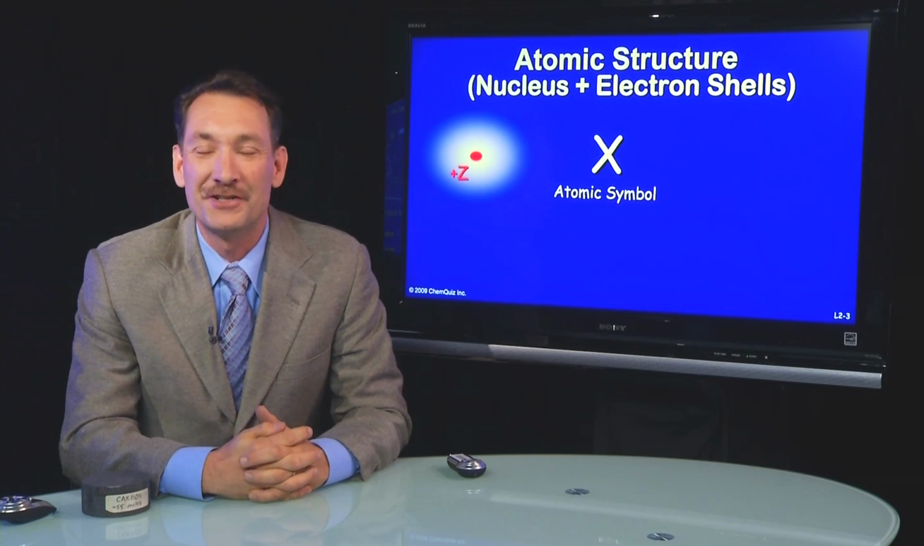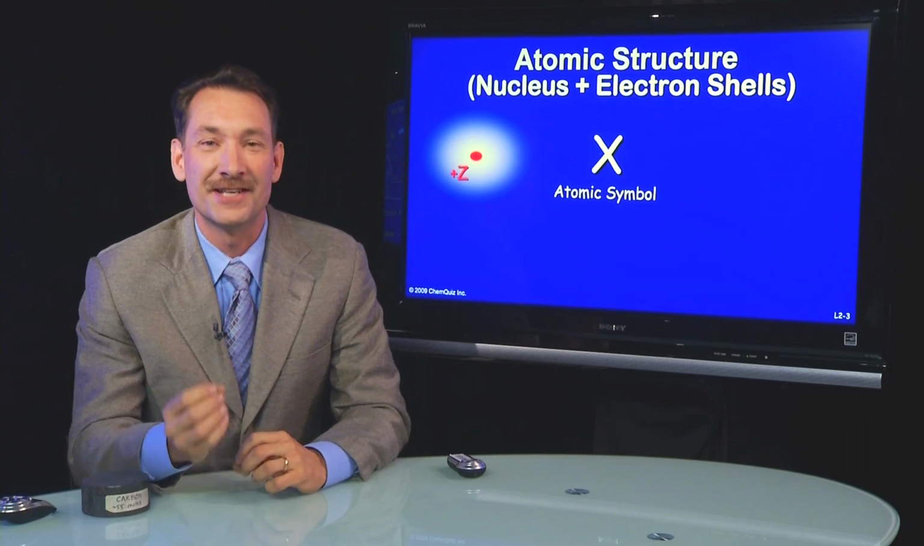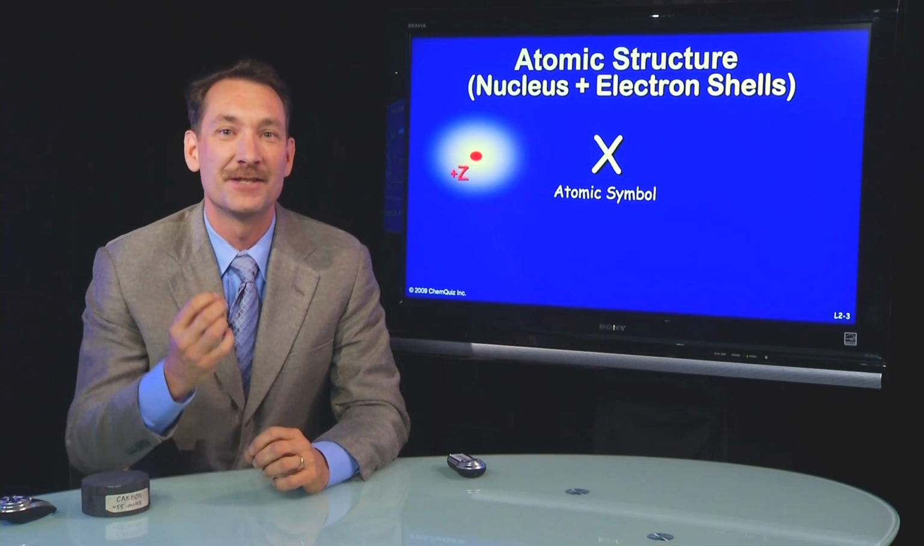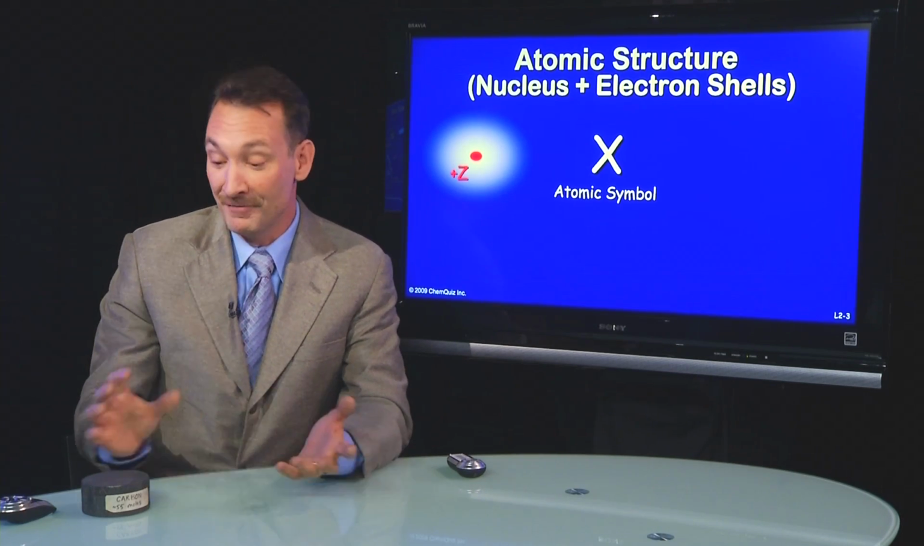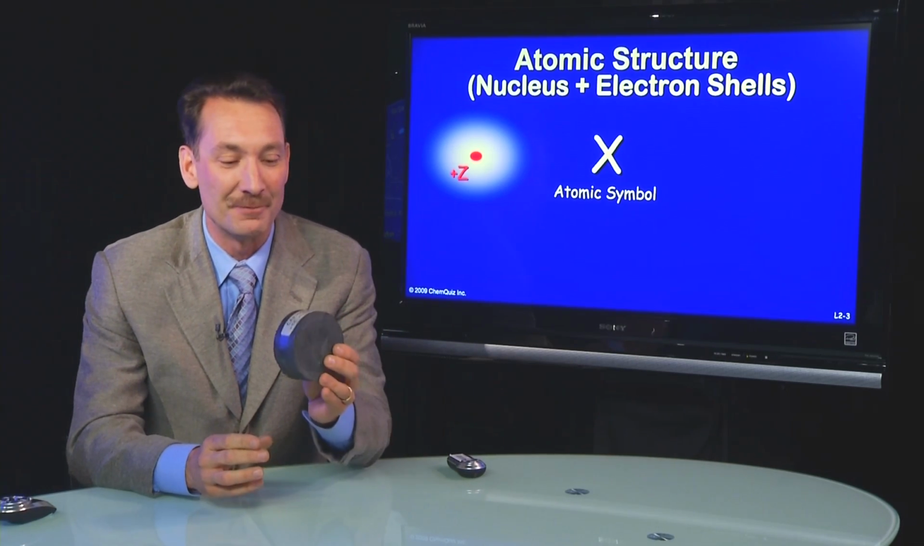Hi, today we're going to talk about atomic structure. Now an atom, as you may know, is the tiniest particle that retains the properties of an element. I have an element here, pure carbon. Now how can we get down to atoms?